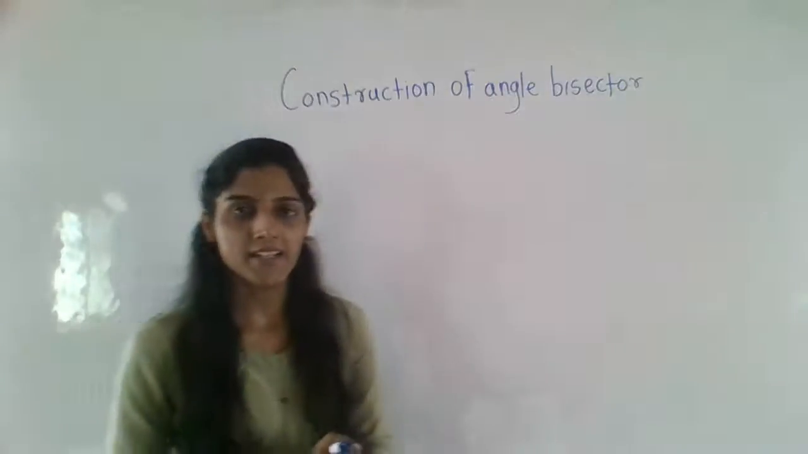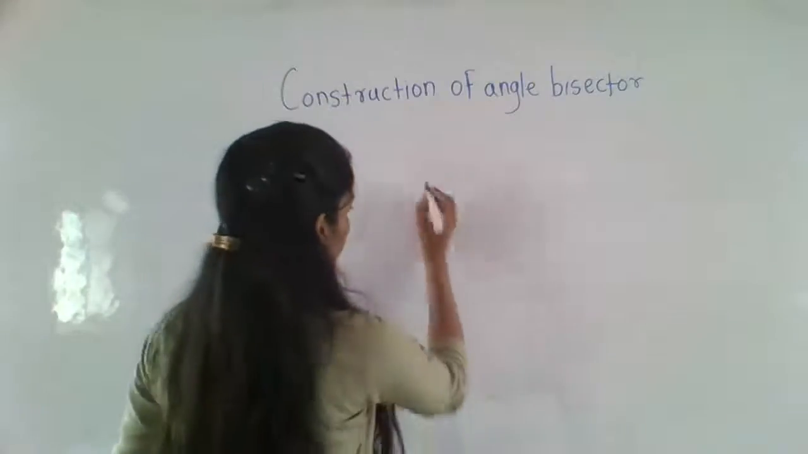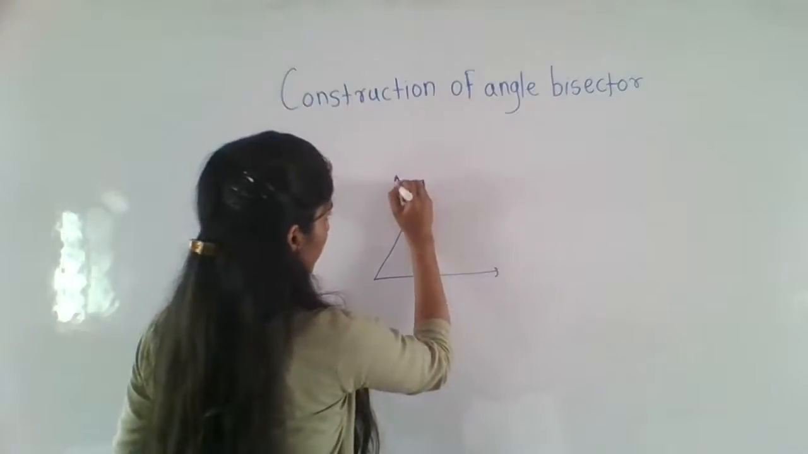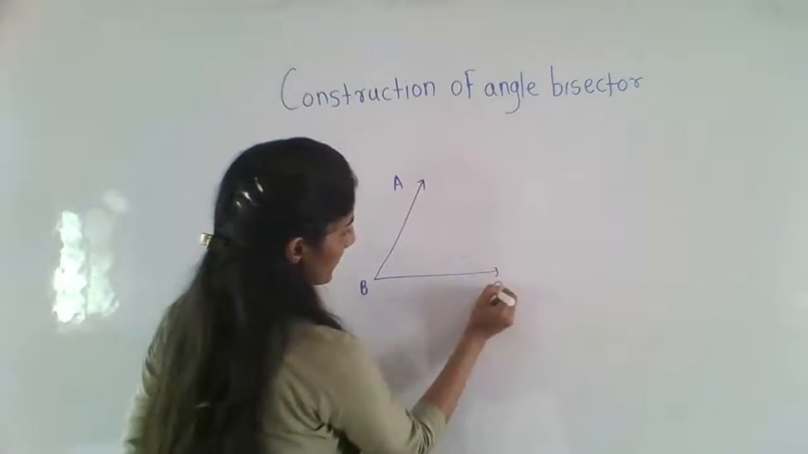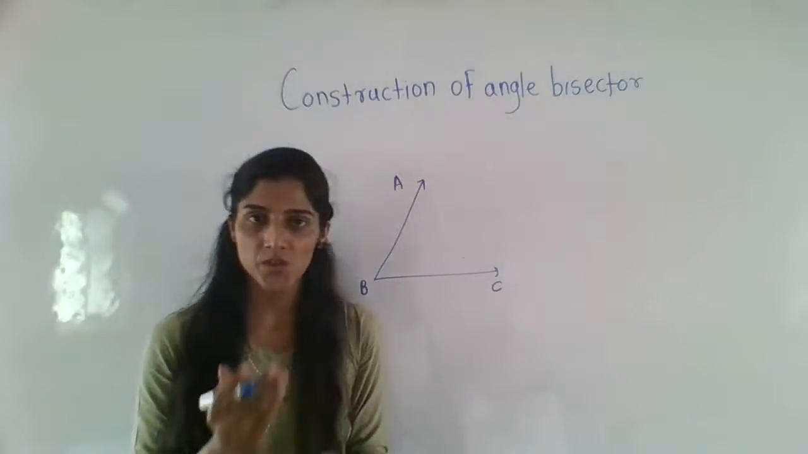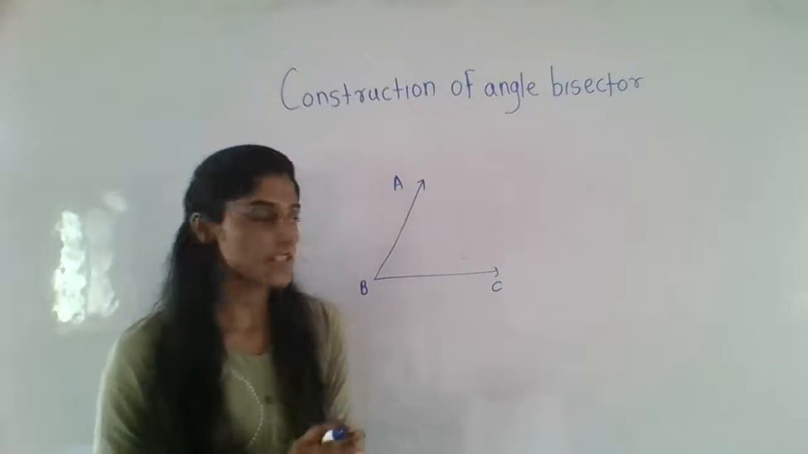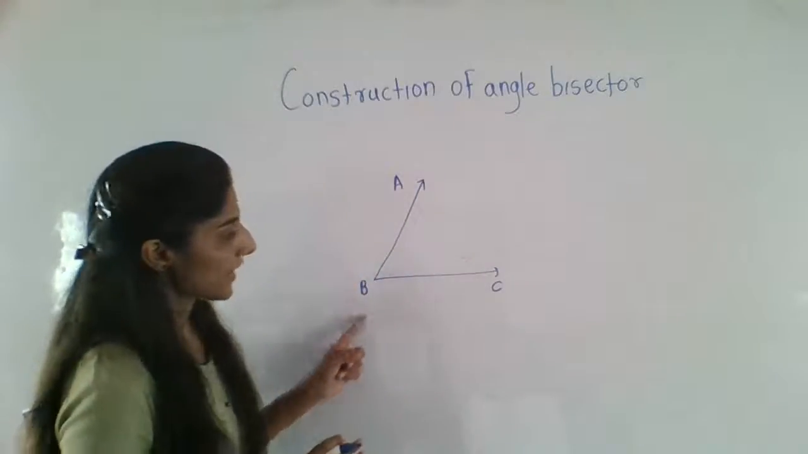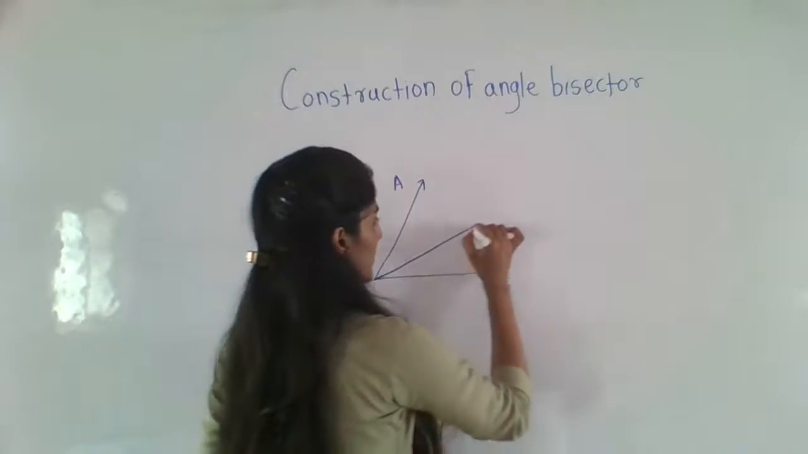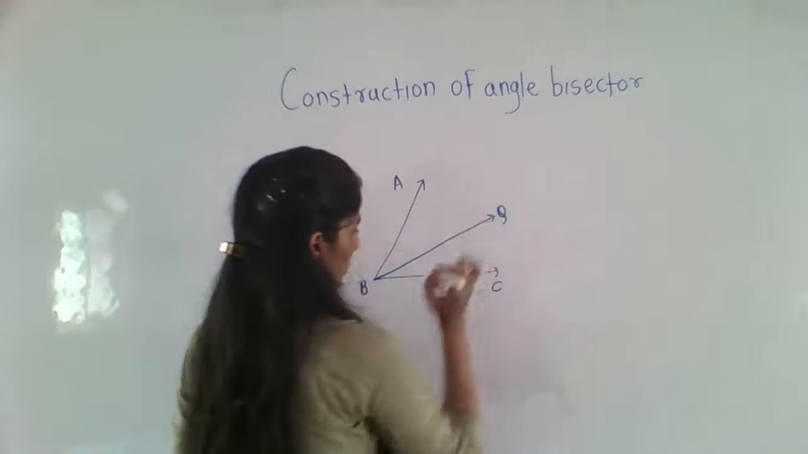Construction of angle bisector. Now what are bisectors? Suppose here we take an angle ABC of measure 60 degrees. Now I have to draw the angle bisector, that is the bisector of angle ABC. Now see. Suppose here we draw a ray BQ.